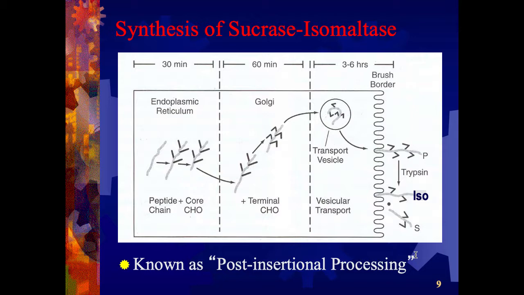So now look what happens. This protein is embedded or inserted in the membrane. Trypsin cuts it into 2 different enzymes. So one way to imagine it would be, let's say the precursor is stuck in the membrane, trypsin cuts it, so now it's exposing the active sites. That's the processing that activates it. So we say it's post-insertional processing. And now you have an active isomaltase, and S is sucrase.